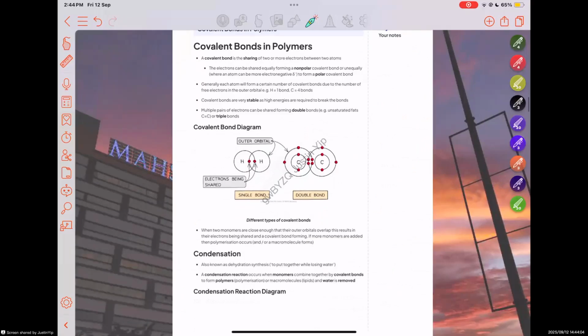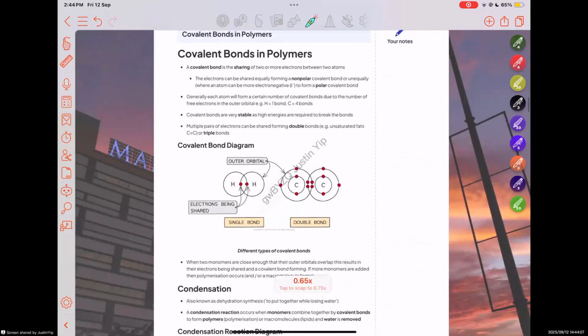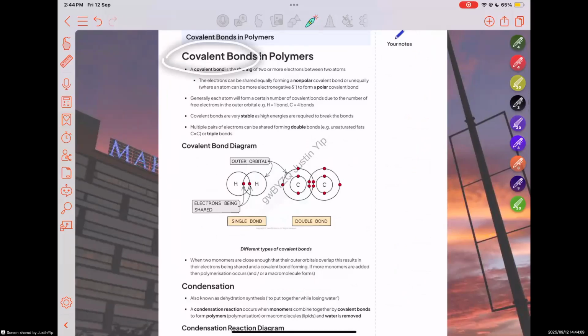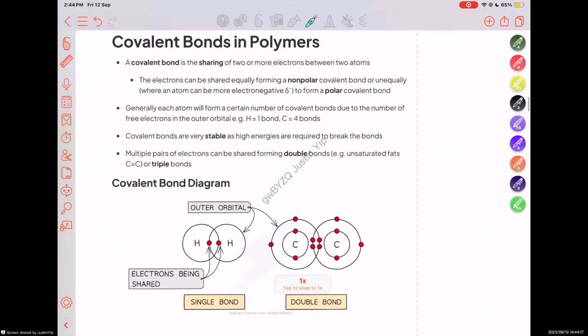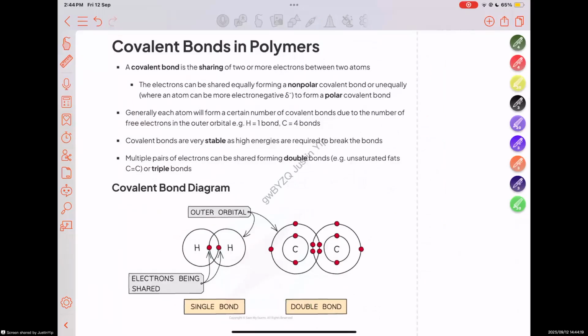So here we call it a covalent bond. This part I'll just go through because this is more on chemistry. You will learn more about covalent bonds in chemistry. Covalent bonds are formed by what? You will use the phrase sharing of two or more electrons. And I do a revision with you. An ionic bond is what? They will use transfer of electrons.